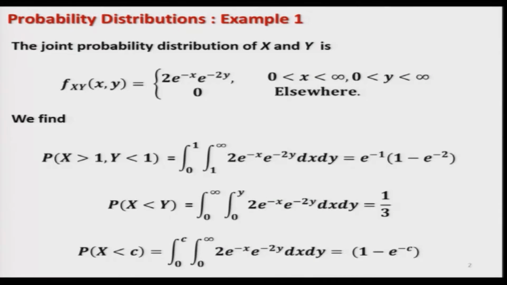Now let me take a couple of examples and show you how you can compute different types of probabilities, conditional probabilities, marginal probabilities, etc. So now we begin. Let me take the first example, in which the joint probability density function of the two random variables x, y is given as 2 times e to the power minus x and e to the power minus 2y.